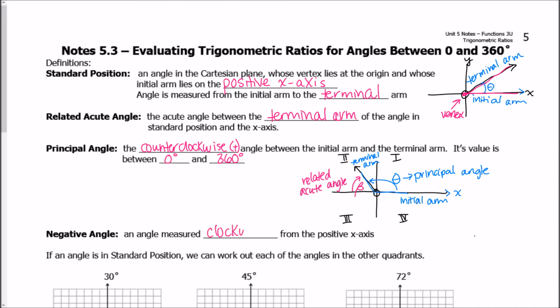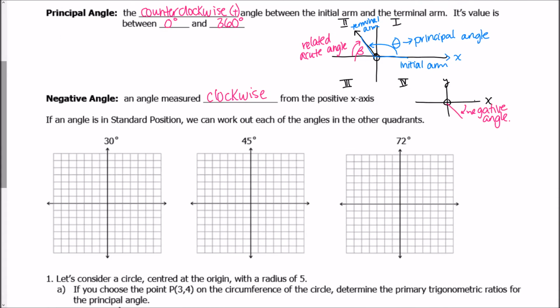An example of a negative angle would be, here's x, here's y, we've got 0 right here. Our negative angle right here is what we would get because we are measuring it now clockwise. Okay, so standard is counterclockwise, negative is clockwise. All right, so if an angle is in standard position, we can work out each of the angles in the other quadrants.